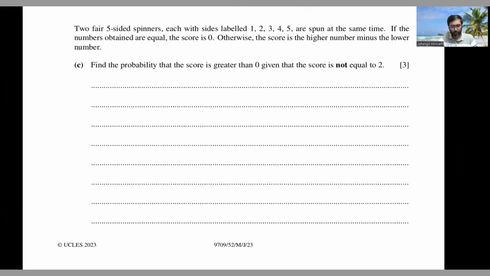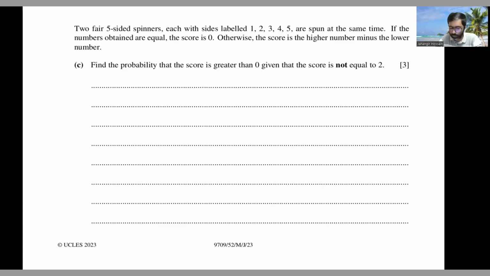In the next part, two five-sided spinners, each with sides labeled 1, 2, 3, 4, 5, are spun at the same time. So here we are spinning two five-sided spinners. If the numbers obtained are equal, the score is 0. Otherwise, the score is the higher number minus the lower number. So that is the difference of the scores if the scores are not equal. Find the probability that the score is greater than 0, given that the score is not equal to 2.